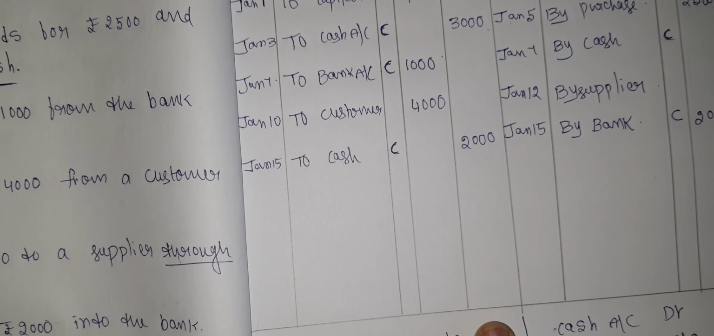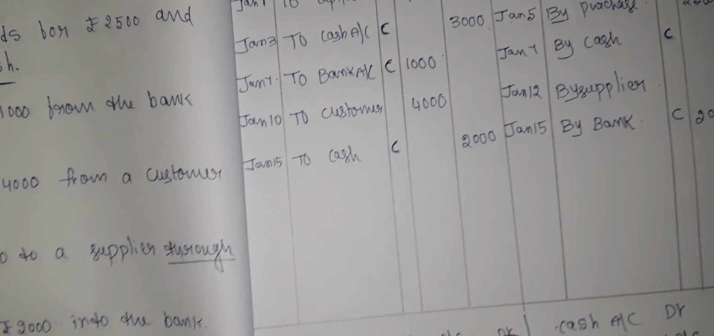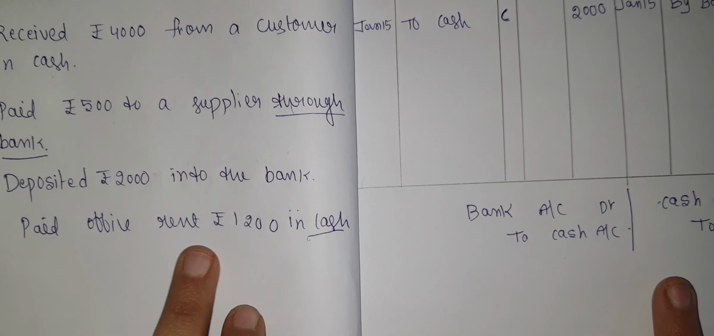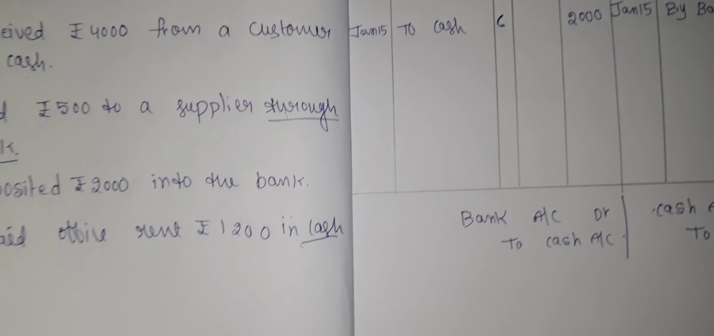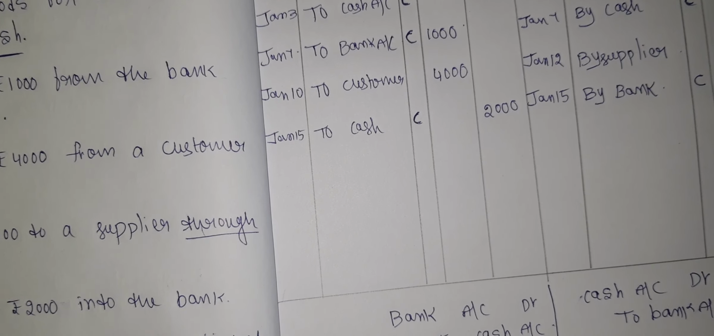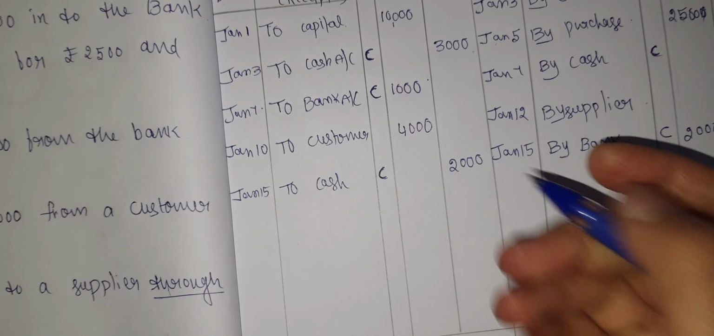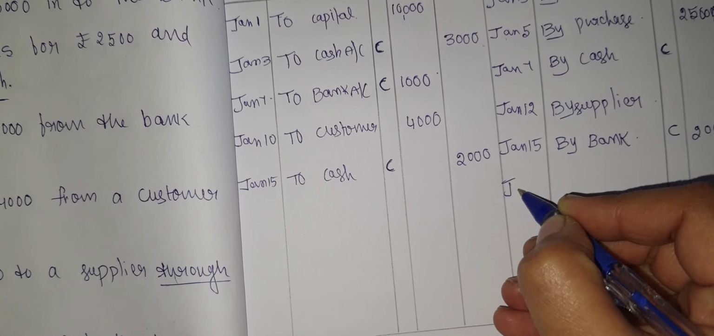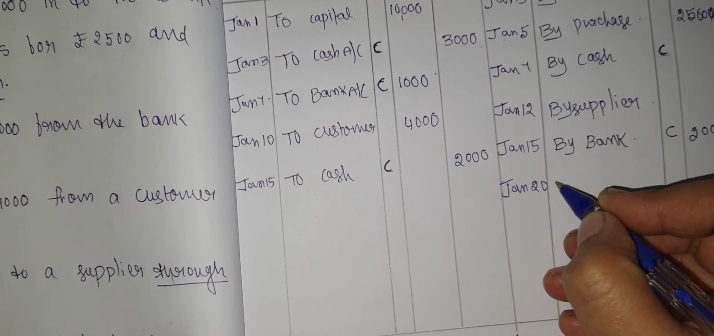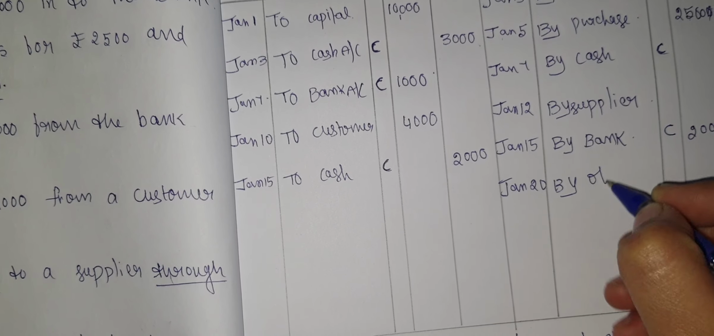And next one, last transaction, that is paid office rent of rupees 1200 in cash. Means it comes under payment side, means credit side. That is on Jan 20, by office rent.